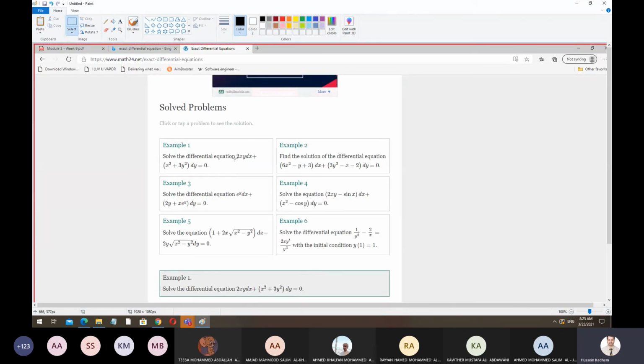Solve the differential equation. I will take this one. Just a minute. Which one is easy? Okay, this one. Copy.